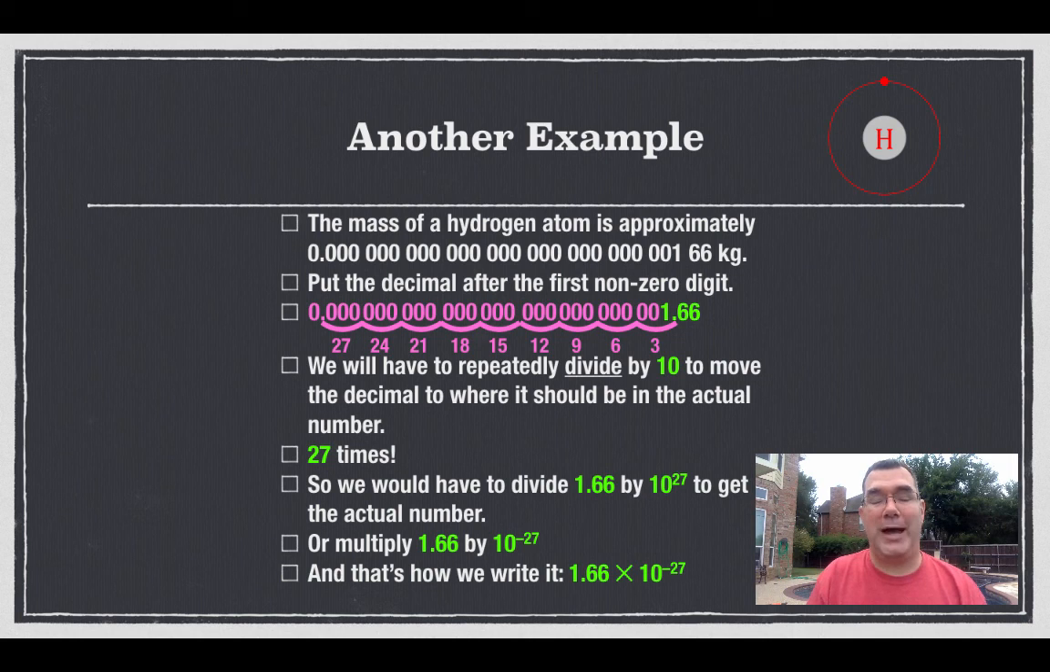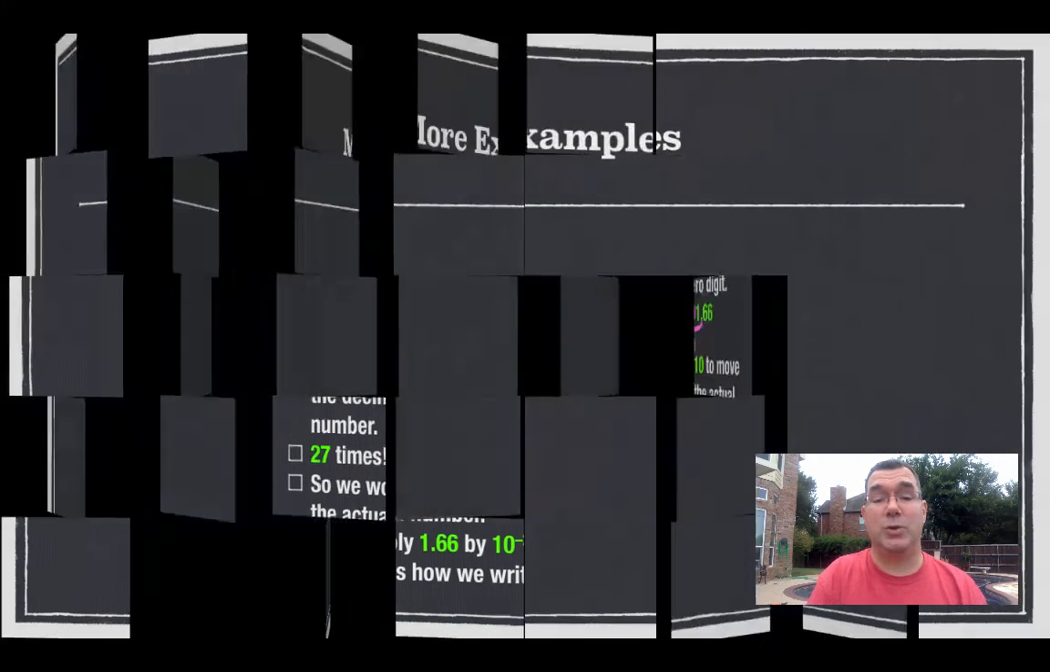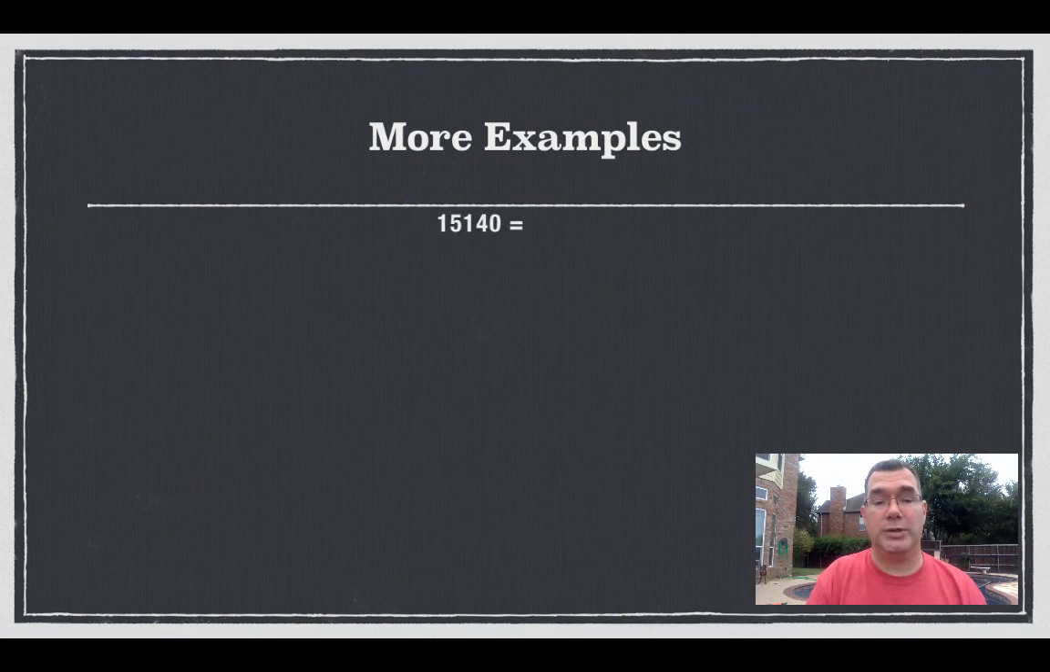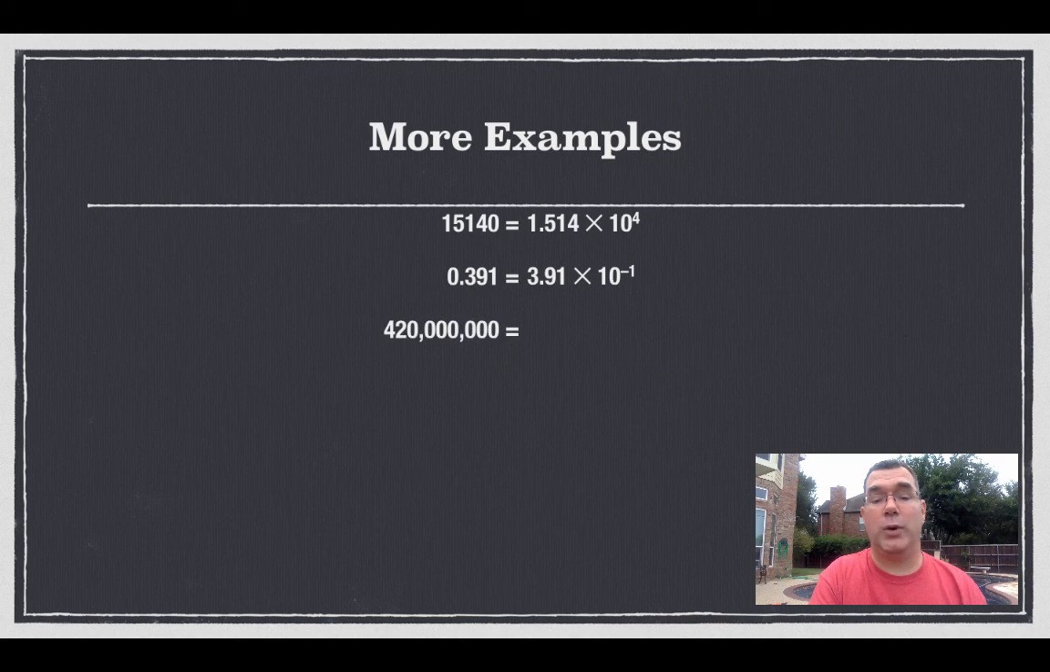What you'll find is when you have really small numbers, the exponent of 10 is going to be negative, and when you have really big numbers, your exponent of 10 is going to be positive. So here are some more examples. 15,140 is 1.514 times 10 to the 4. 0.391 is 3.91 times 10 to the negative 1. 420 million is the same thing as 4.2 times 10 to the 8. 0.00054 is the same thing as 5.4 times 10 to the negative 4.